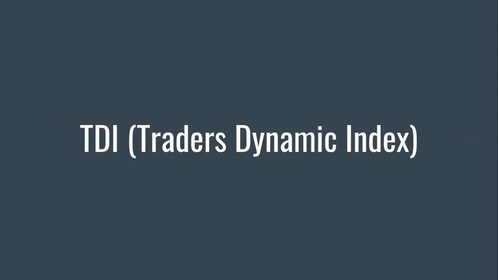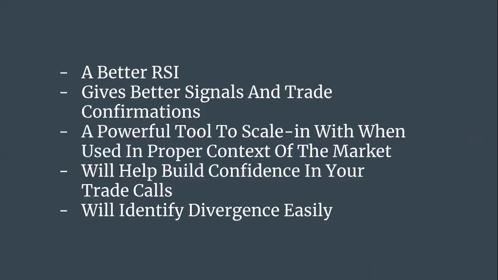Okay, so is this a better RSI? If you guys are a little bit familiar with Forex, you know that the relative strength index, that's the RSI. It's one of the most widely used indicators out there, and it's based off of closing prices, and it measures market momentum and various other calculations based off of closing days of the price. If you have it set to 14, it's 14 days of closing prices. So I believe that the TDI does give out better signals and trade confirmations.